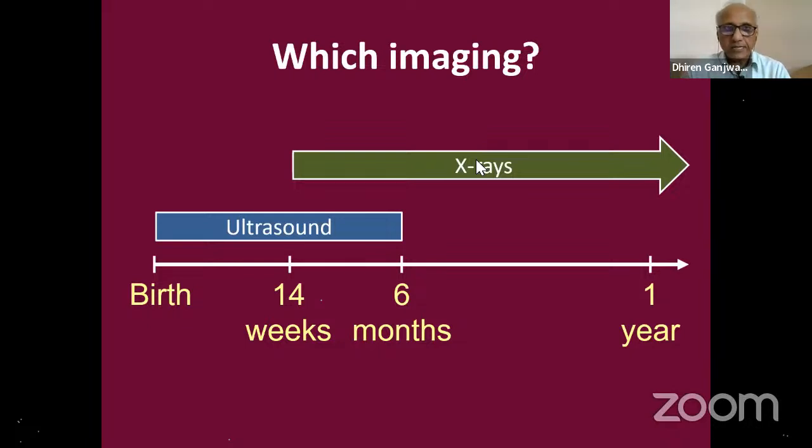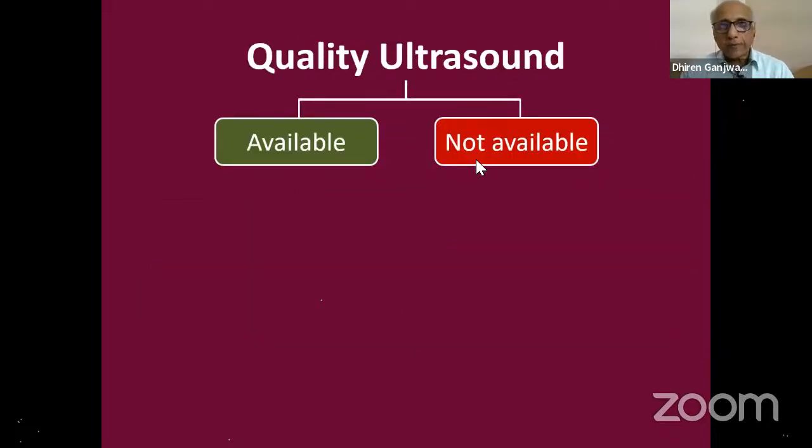Which imaging? We already discussed: before 6 months, ultrasound. And if it's not available, then at 14 weeks, we can use X-rays. Our case is at 7 weeks. So we have to go for ultrasound, because for that age group, ultrasound is the recommended test. Now, as we discussed, the ultrasound test is not available everywhere. So we have taken that point into consideration and suggested what one needs to do.